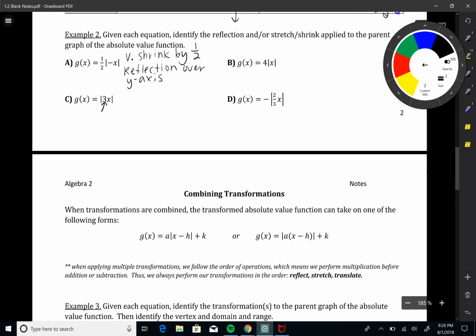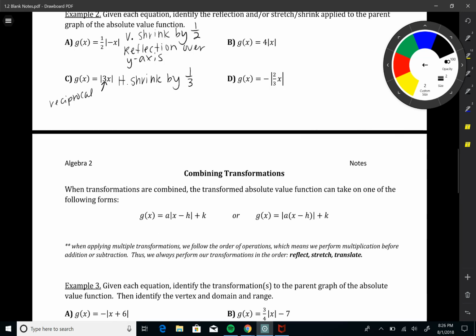Looking at letter C, I just have one a value in here. It's 3. It's on the inside. That's horizontal, and we have to remember reciprocal, because this is actually going to be a shrink then by 1/3. Horizontal shrink by 1/3. Okay, I'm going to save B and D for tomorrow.